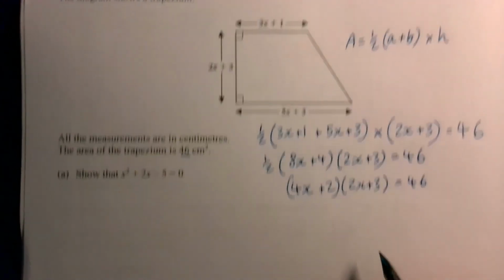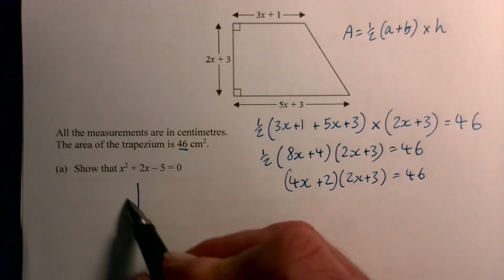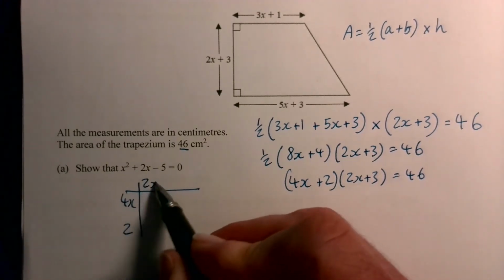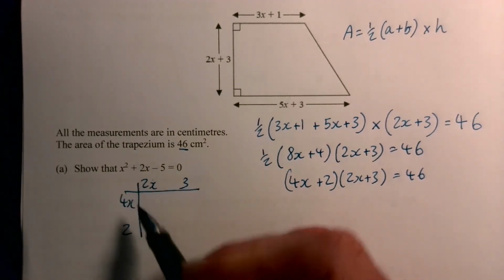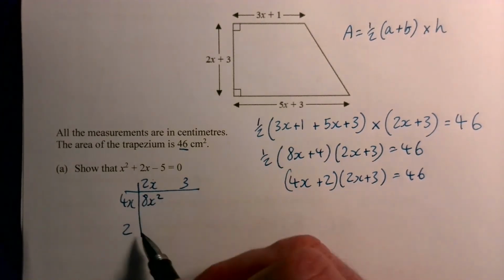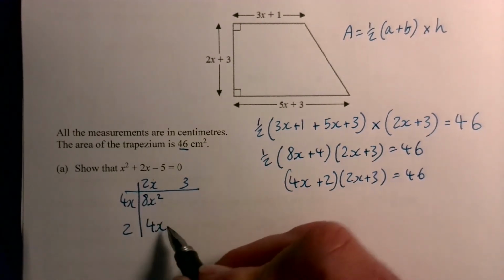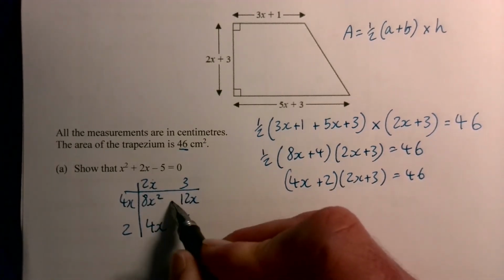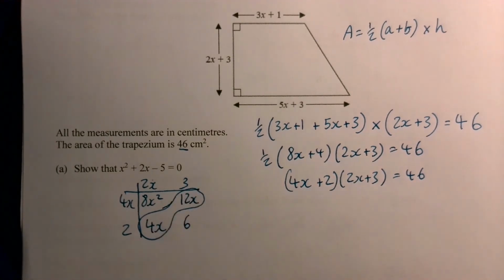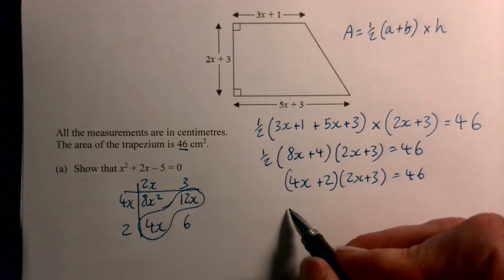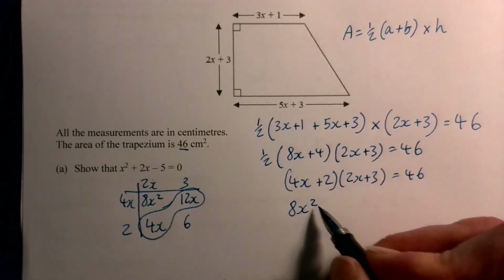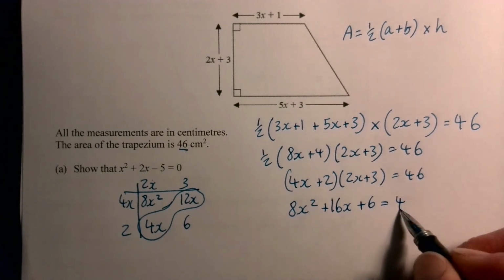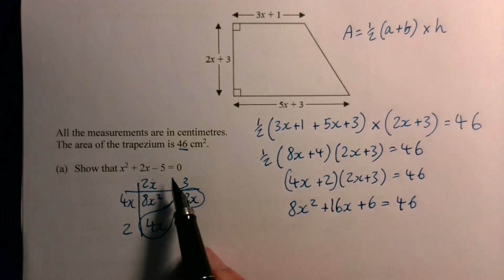So in order to do that, we might want to do a little grid. 4x plus 2, 2x plus 3. 4x times 2x is 8x squared. 2 times 2x is 4x. 3 4s are 12, so that's 12x. 3 2s are 6. And then we're going to add those together, so we can then say that that is 8x squared plus 16x plus 6 equals 46. It's not looking too much like that.